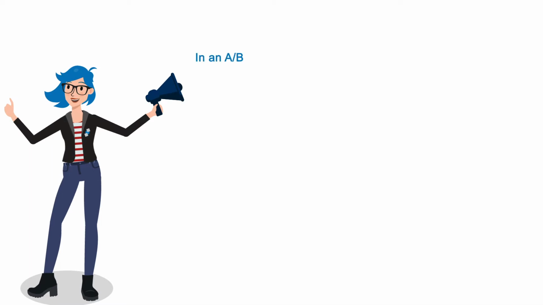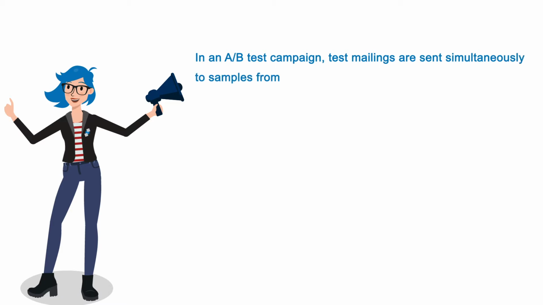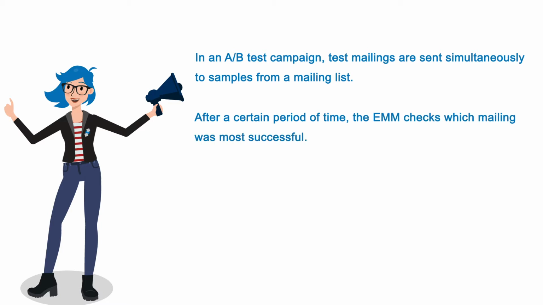In an A/B test campaign, test mailings are sent simultaneously to samples from a mailing list. After a certain period of time, the EMM checks which mailing was most successful. This mailing is automatically sent to the rest of the mailing list.